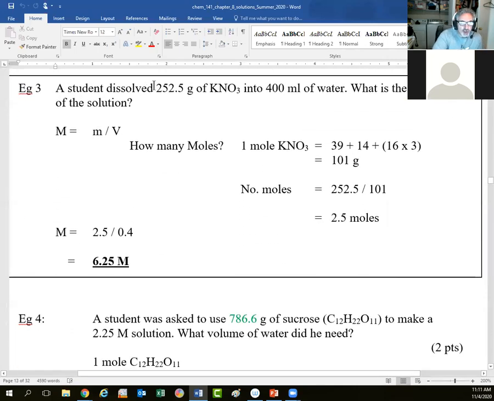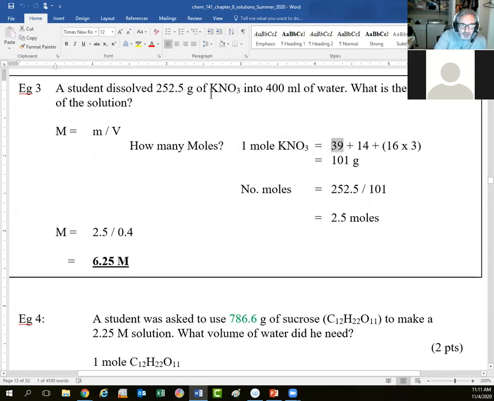Third one: a student with 252.5 grams of the solute, potassium nitrate, dissolves it in 400 milliliters of water. What would the molarity be for the solution? Of course, the molarity is going to be the moles divided by the volume. But we don't have the number of moles yet, we just have a mass. So we need to know the mass of 1 mole of potassium nitrate.